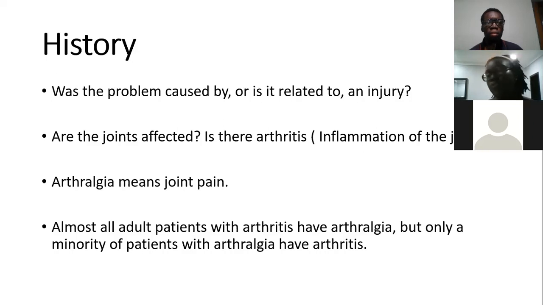For example, if you hurt your leg, maybe you're playing football and you have an injury to the leg, you may not necessarily have an inflammation, but there will be pain from the impact of maybe the ball that hits your leg.